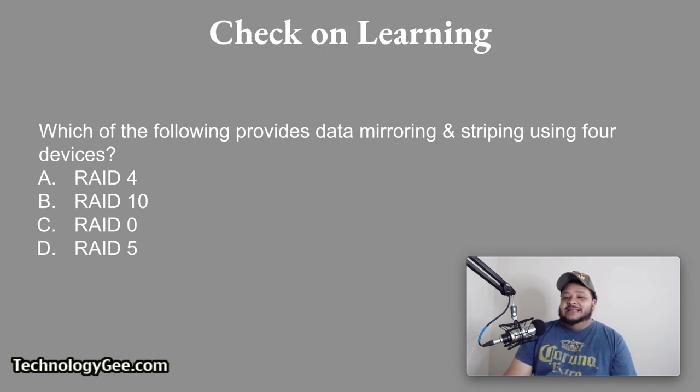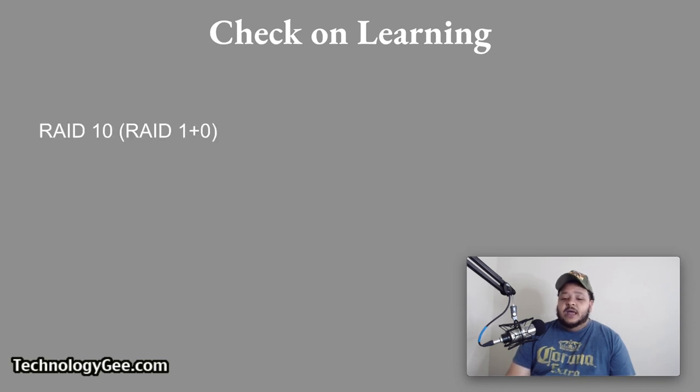It provides data mirroring and striping. Data mirroring essentially means it takes data from one drive and completely copies it to another drive. Striping means as data is being recorded, it's recording on drive A and drive B at the same time. So which one is the correct answer? The correct answer would be RAID 10 or RAID 1 plus 0. That is the correct RAID level.